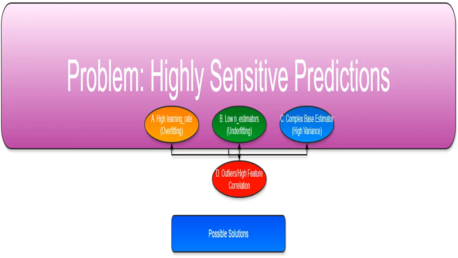I see a problem where the model's predictions change dramatically with even tiny tweaks to the input data. This suggests something's wrong. The model is too sensitive. We need to figure out why.